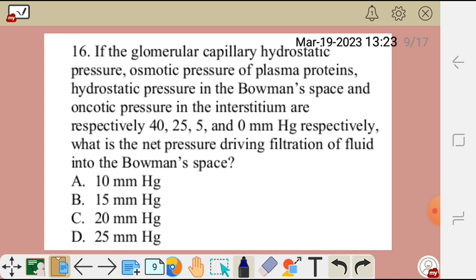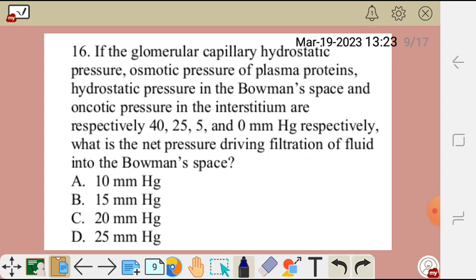So here they're asking us to calculate the net pressure driving filtration, the pressure that is driving the fluids or the plasma to be filtered into the Bowman's space. So how can we calculate that pressure? We have been given the capillary hydrostatic pressure of 40, then the osmotic pressure of plasma proteins of 25, the hydrostatic pressure in the Bowman's space of 5, and the oncotic pressure in the interstitium is 0. Why? Because proteins mostly are not filtered.